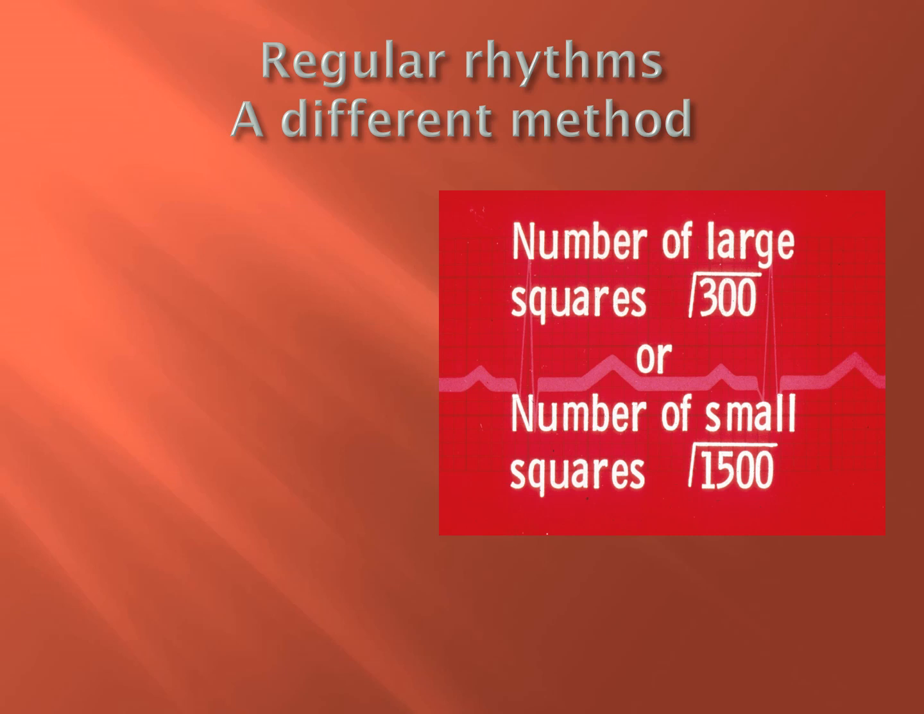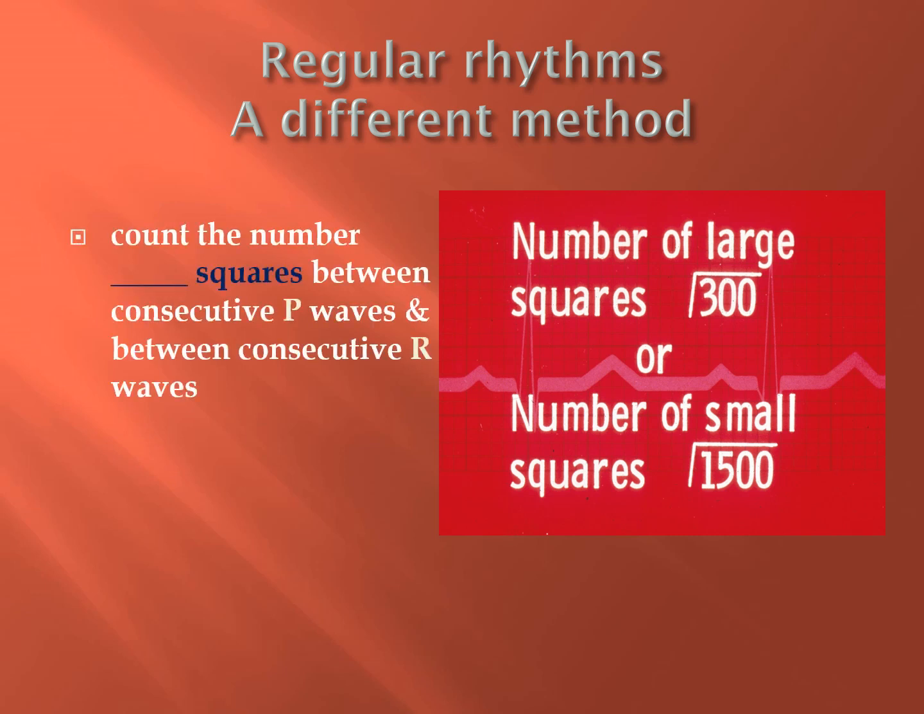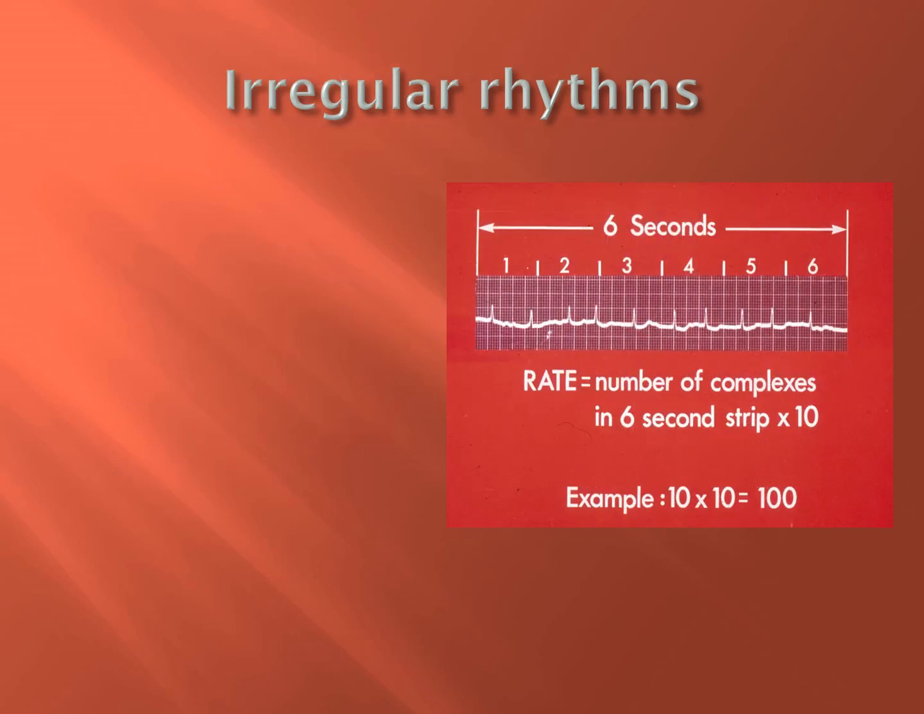So instead of dividing by 300, you could divide by 1500. You can count the small squares and divide into 1500. The choice is yours if you want to do large squares or small squares. It's which division you want to do, 300 or 1500. As long as you remember which one goes with which, either method is considered correct. So you can count small squares if your eyesight's good enough for such things, or you can do large squares with 300.